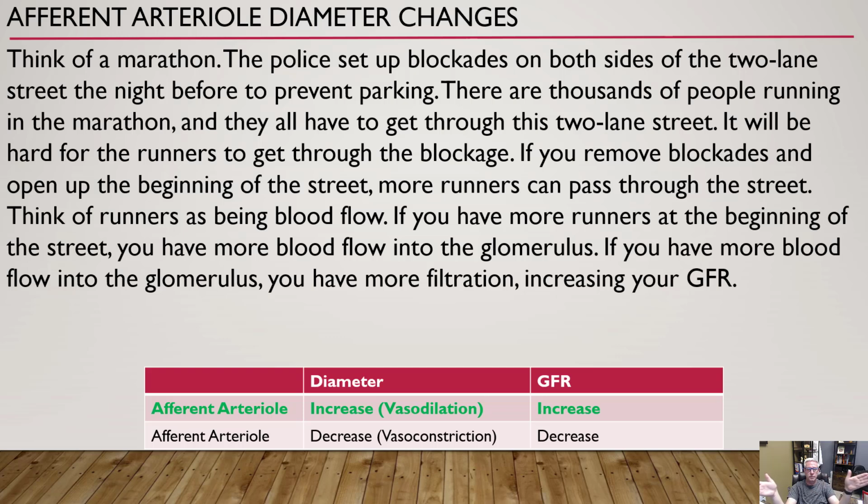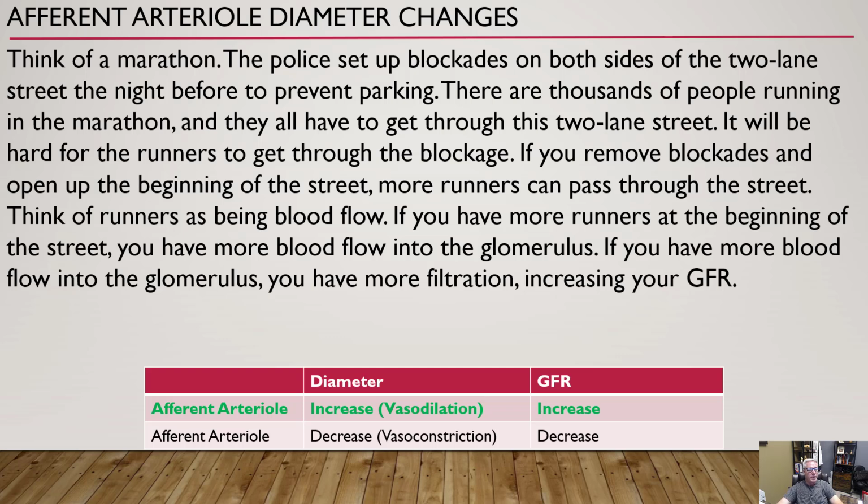Now, if you remove those blockades and open up the beginning of the street, more runners can pass through the street. And so now think of the runners as blood flow. If you have more runners at the beginning of the street, you're going to have more blood flow into that glomerulus. So the street is the glomerulus and the runners are going to be blood flow. If you have more blood flow into the glomerulus, you're going to have more filtration, increasing your glomerular filtration rate.